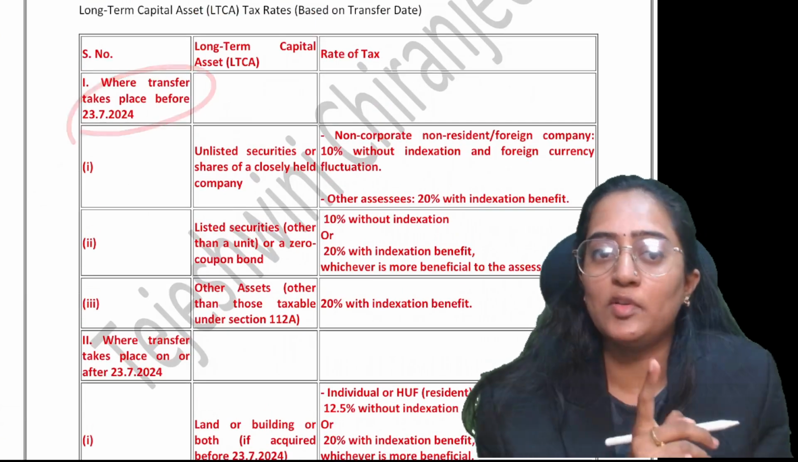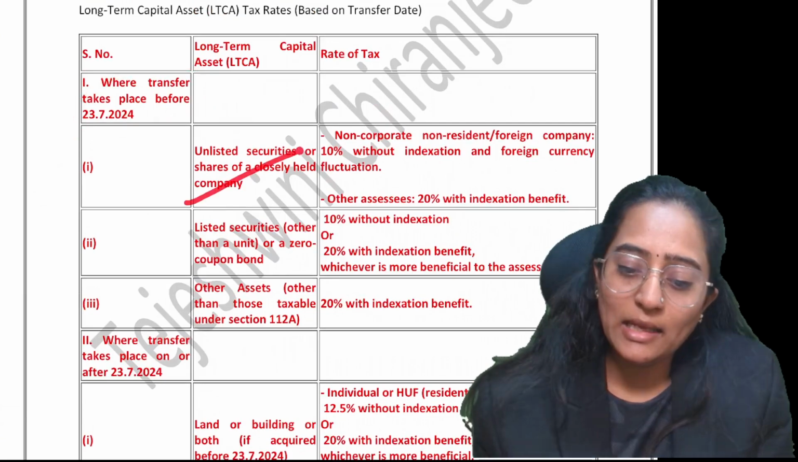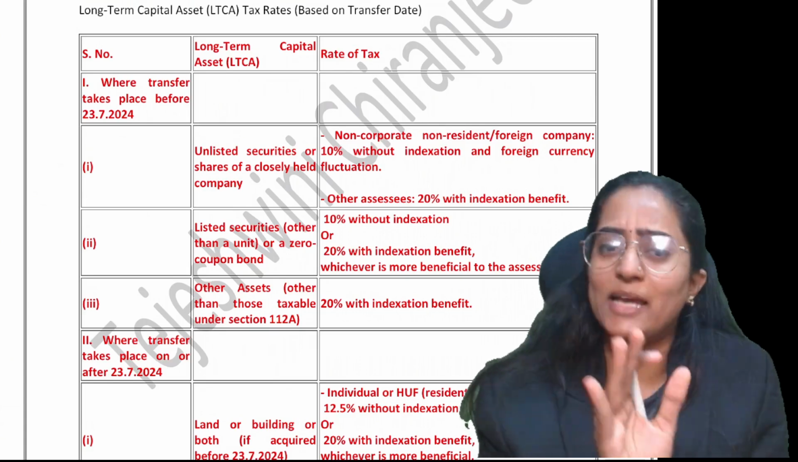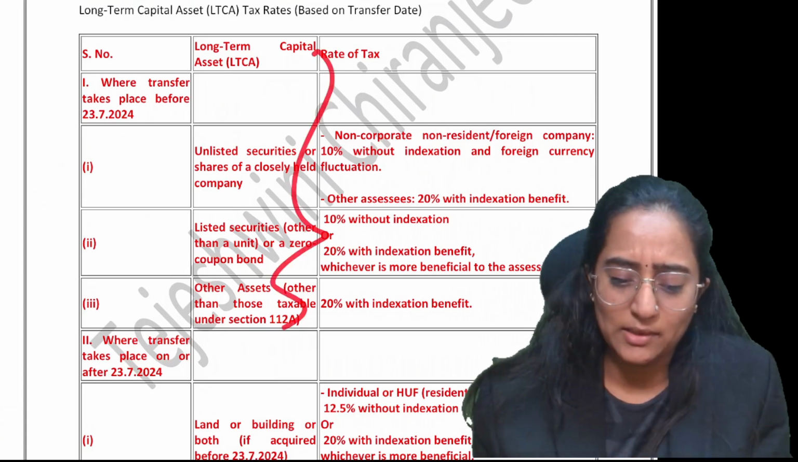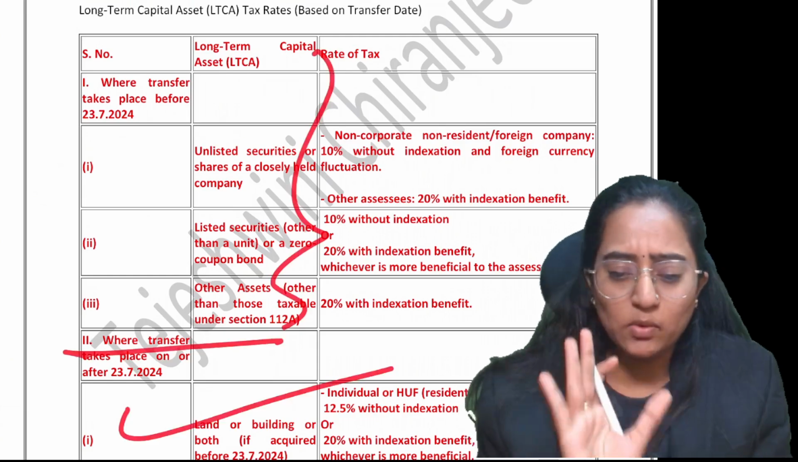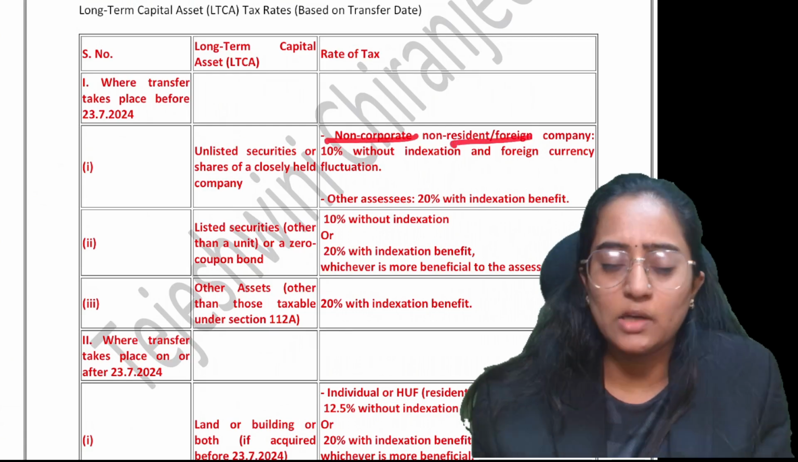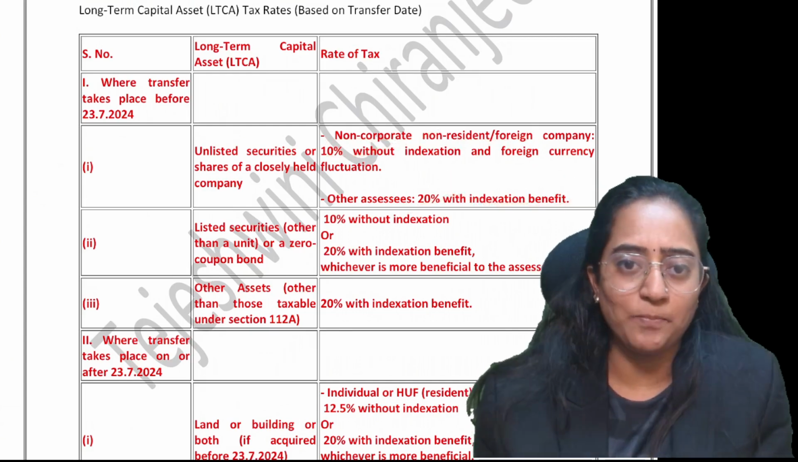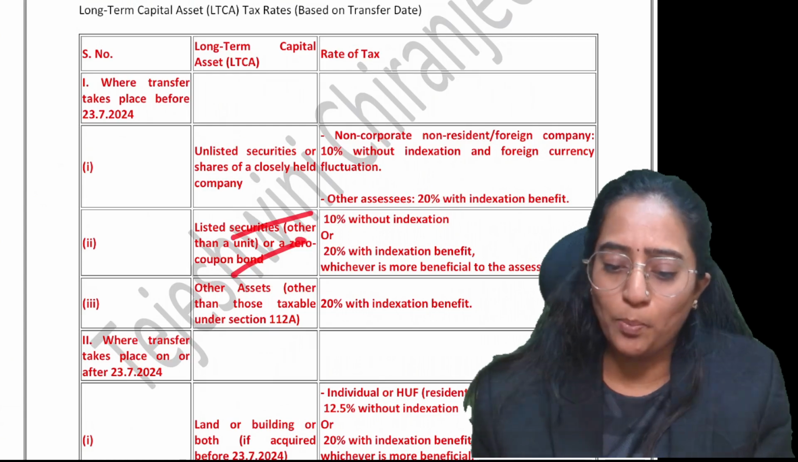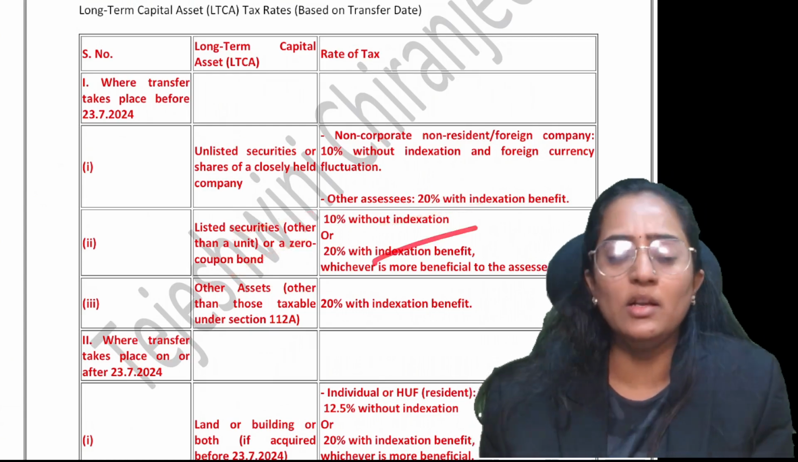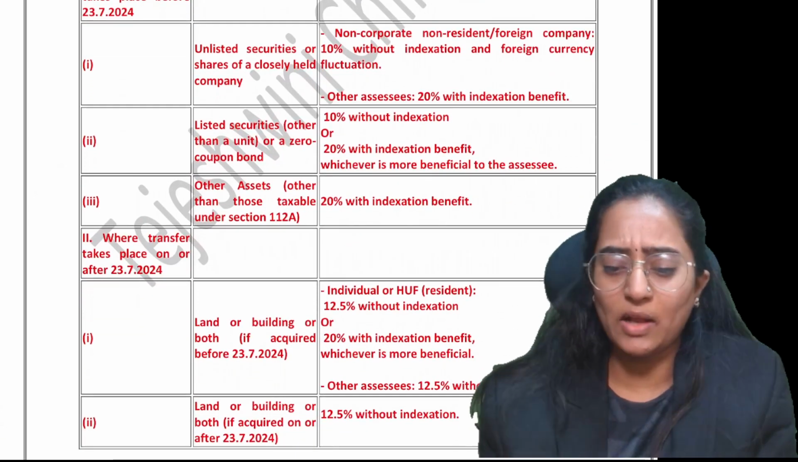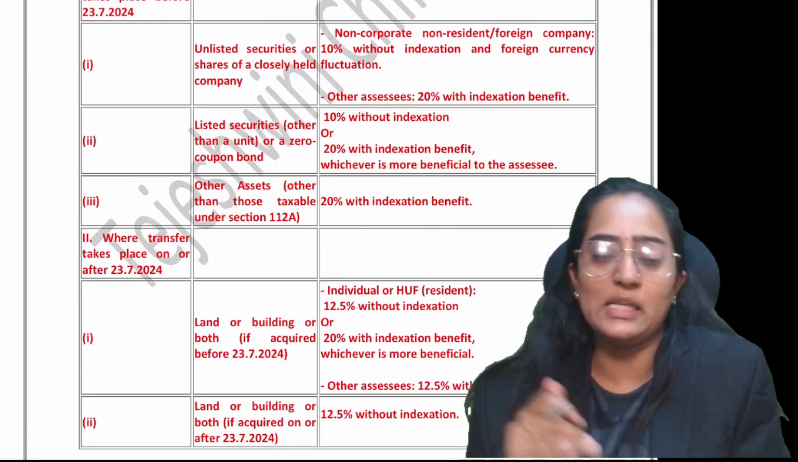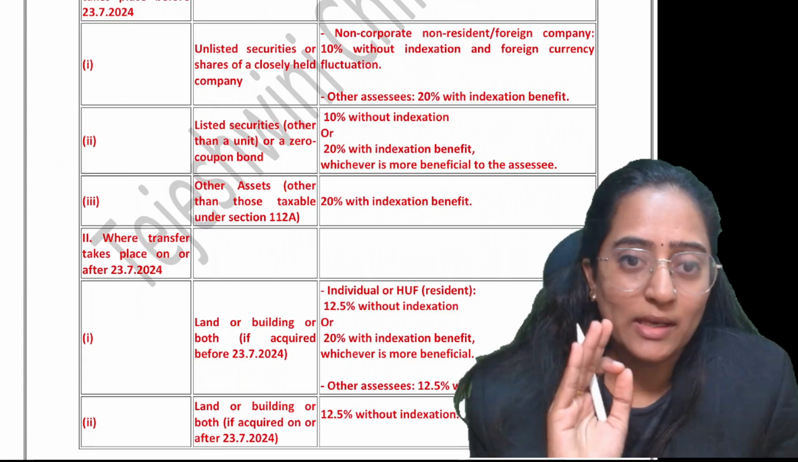So before 23/7/2024, if you had any unlisted shares of a closely held company for that matter, the transactions were as usual. There was no amendment here. The amendment comes here. For non-corporate, non-resident, foreign company, 10% was there. For other assets, 20% with indexation benefit was there. If it was listed securities or zero coupon bonds, 10% without indexation you could have taken, or 20% with indexation benefit, whichever is beneficial. Any other asset was there, 20% with indexation. Life was very simple. Now they wanted to make it complicated.